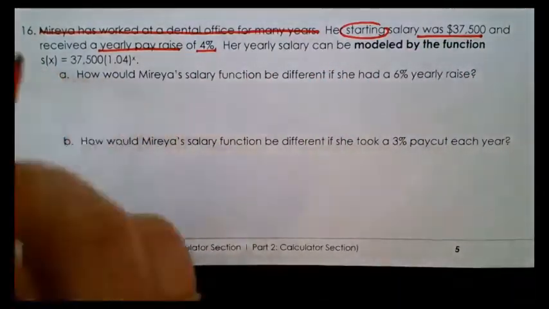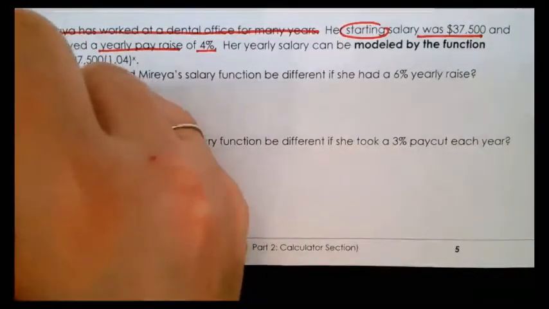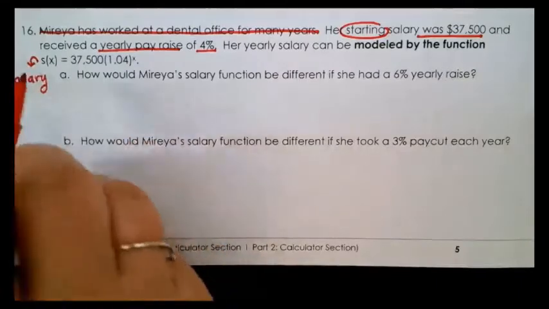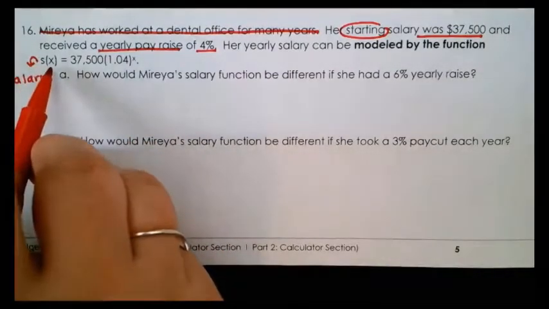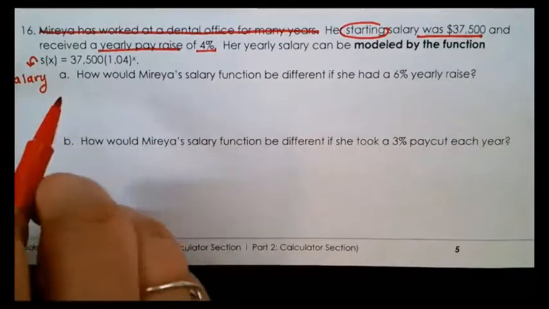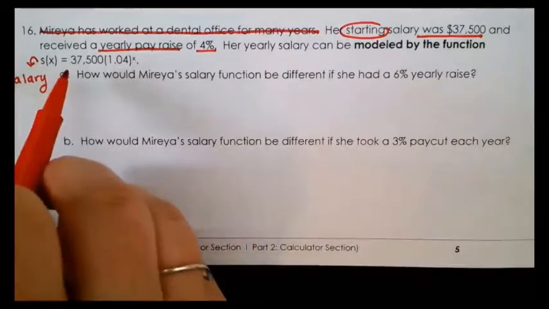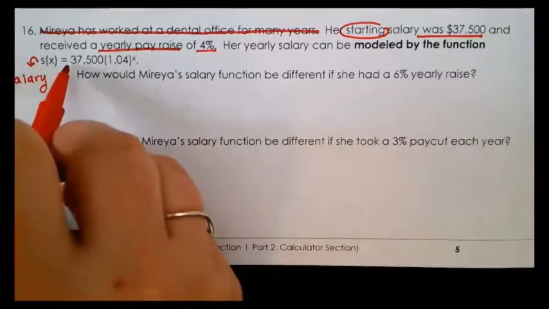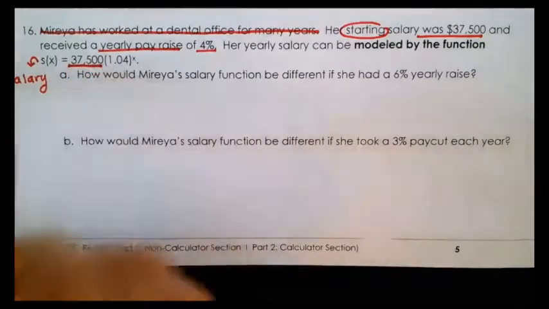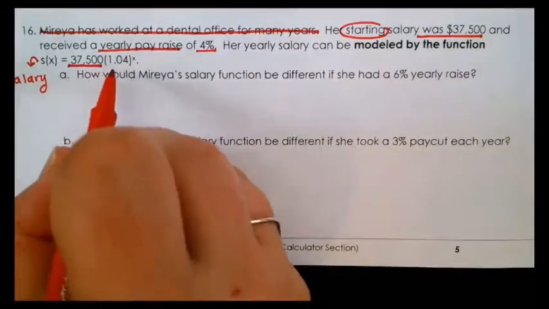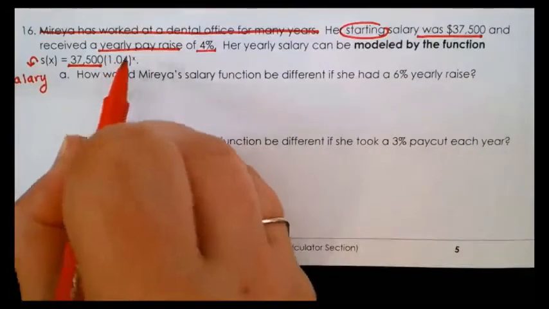Notice they use the letter S. They use the letter S probably because they're talking about a salary. Salary as a function of time, because each year she was getting a raise of 4% from the prior year. So her function uses $37,500, which notice is the beginning amount that she was first getting paid when she started. 1.04 is the base to the power of x.